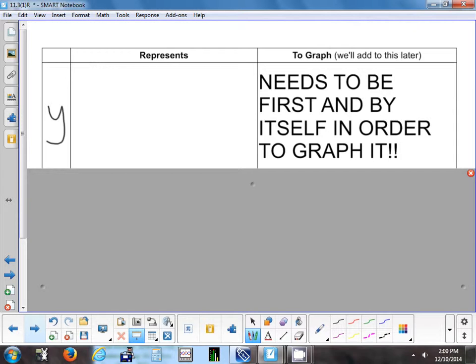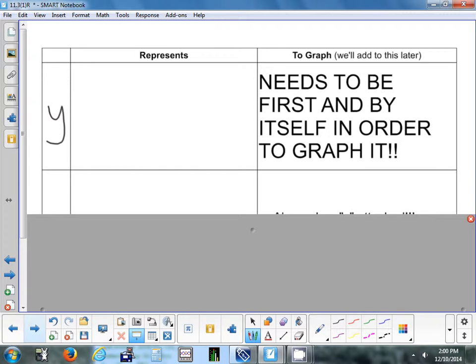So it's going to be y equals something with an x and a number, but it needs to be first. It can't just be like 3y plus 2 equals 7. Number one, y is not by itself. Number two, it's not in the right order. You can't just say, I'm all set, I can graph it now. It's got to be in that slope-intercept formula. So it needs to be first and by itself in order to graph it.